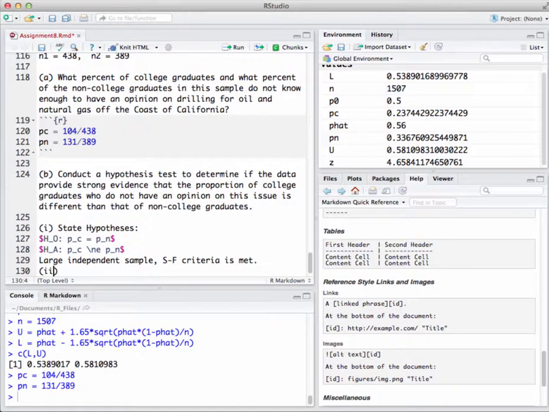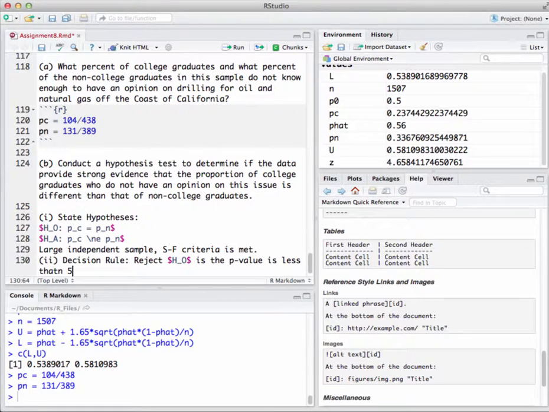Part two is going to be our decision rule. They didn't give us a level of significance to use, so we'll run with 5%. So our decision rule is going to be reject H0, reject the null, if the p-value is less than 5%. Okay, cool. All right, so that's our decision rule.